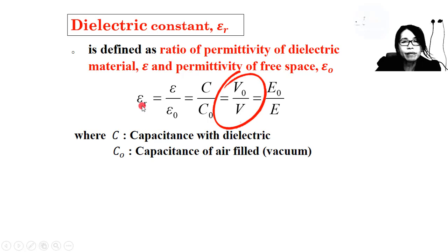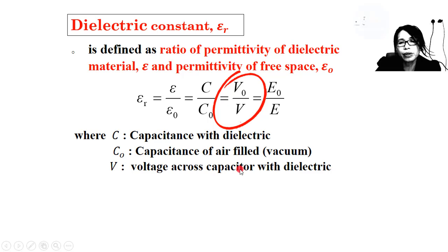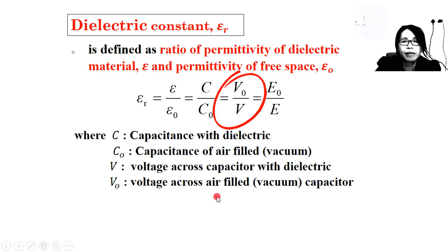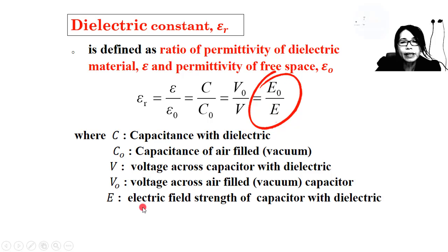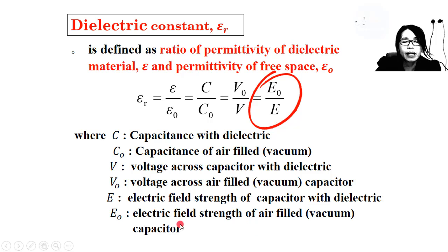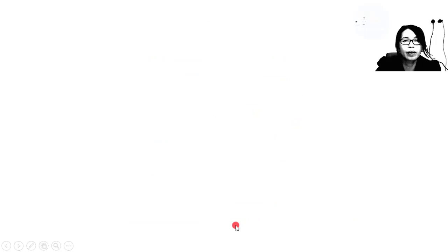Or we might also define dielectric constant as the ratio of V0 over V. V refers to the voltage across the capacitor with dielectric. V0 refers to the voltage across an air-filled capacitor. Or we might also define dielectric constant by relating it to the electric field strength between the plates, whereby E refers to the electric field strength for a capacitor with dielectric. E0 is the electric field strength of an air-filled capacitor.